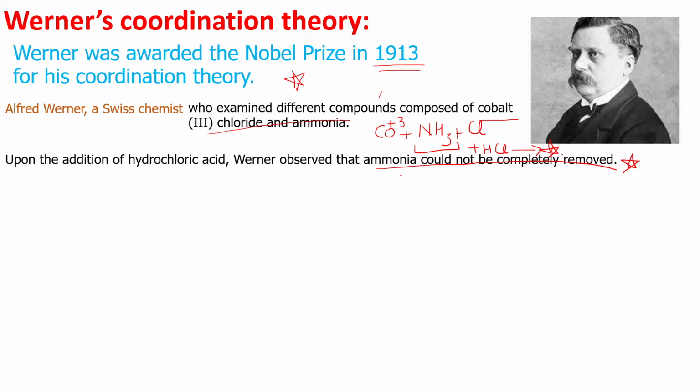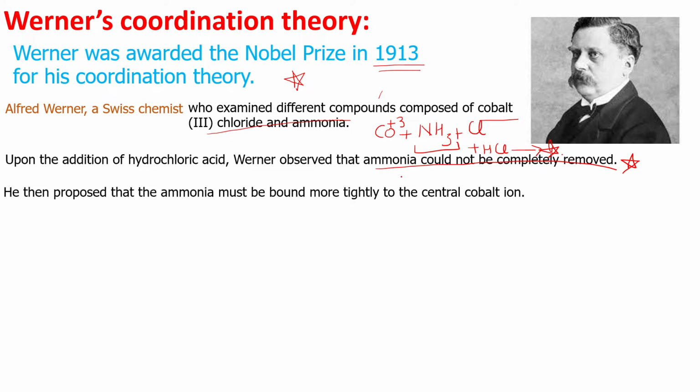Why is it so? Then he figured out that maybe the metal is coordinated with ammonia strongly. That means there is a strong bond between them. So he said that maybe ammonia must be bound more tightly to the central cobalt ion.